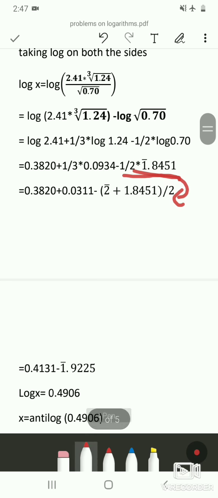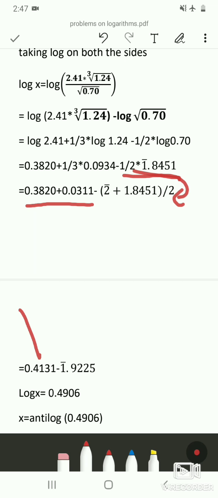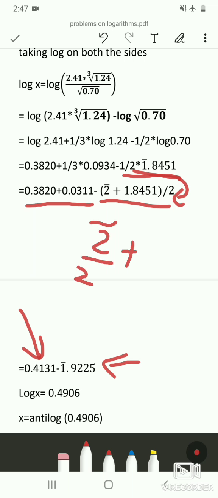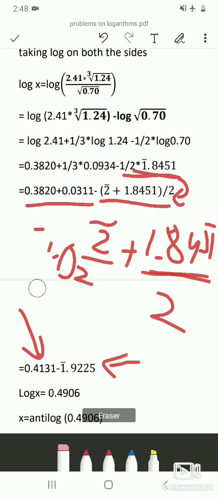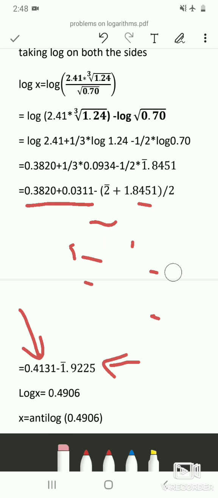So now add these two terms, so you'll get it as 0.4131, and this term after simplification you will get as bar 1.9225, that is bar minus 2 upon 2 plus 1.8451 upon 2. So this is bar 1 plus, and you divide this using your simple calculator, and whatever value you will get you have to add. So that will be your value.